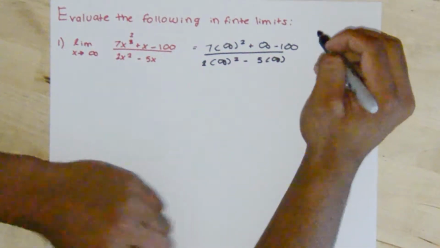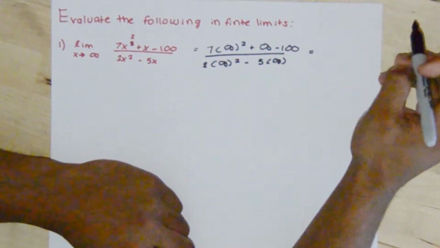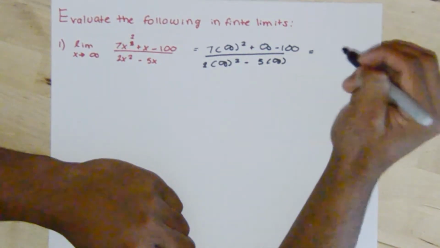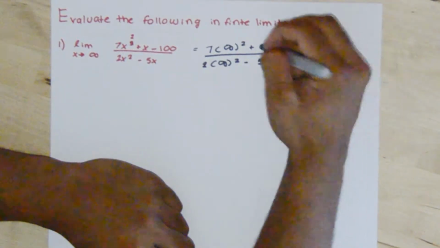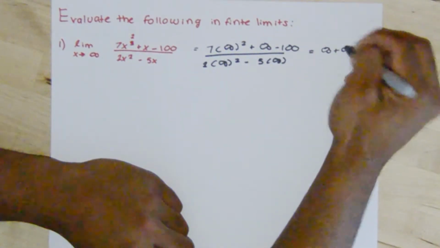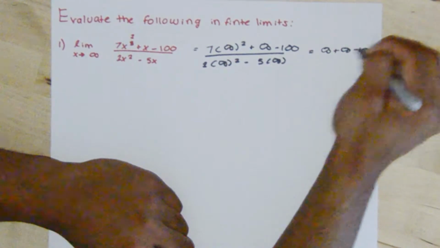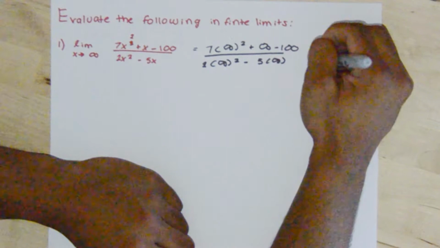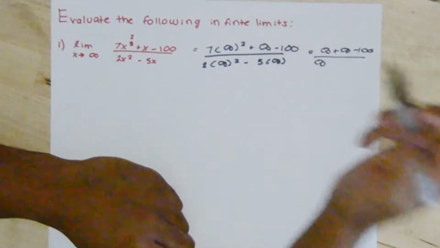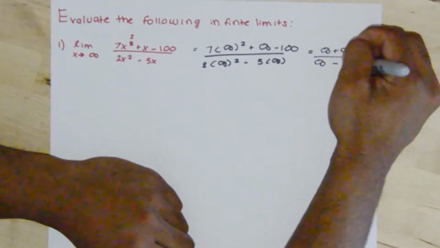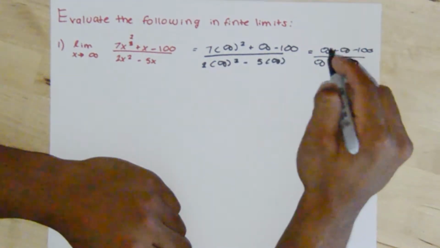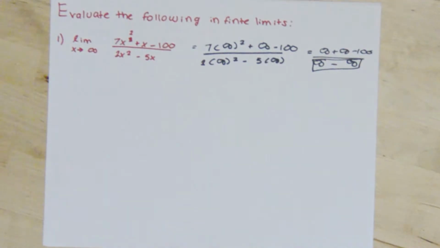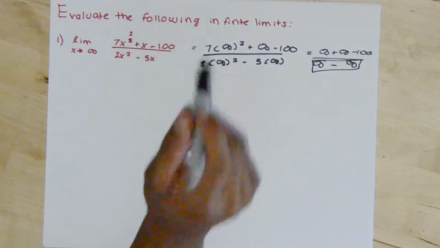So simplifying this out, we know that infinity squared is infinity and anything times infinity is infinity. So 7 times infinity squared is infinity. We keep that plus infinity as plus infinity and we leave the minus 100 as minus 100. And the denominator becomes 2 times infinity squared, which is also infinity, and 5 times infinity is also infinity, so infinity minus infinity. So right off the bat, we see that the denominator has the indeterminate form infinity minus infinity. So in this case, we must simplify this function down.